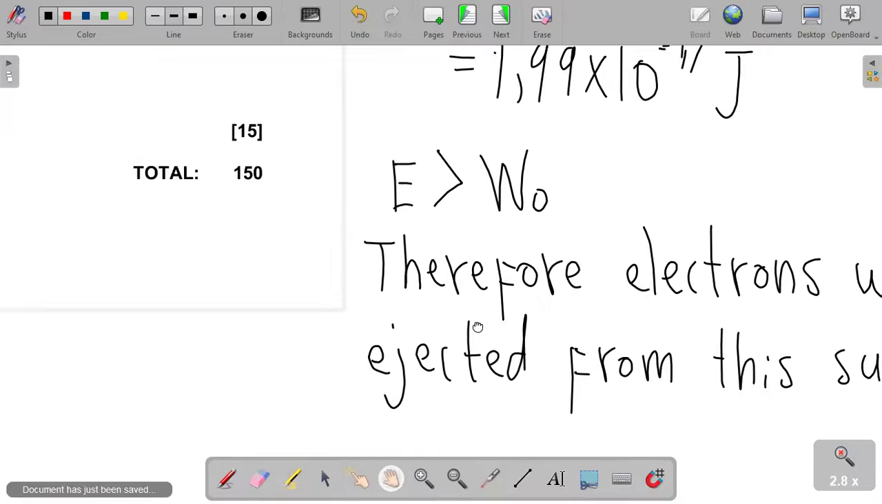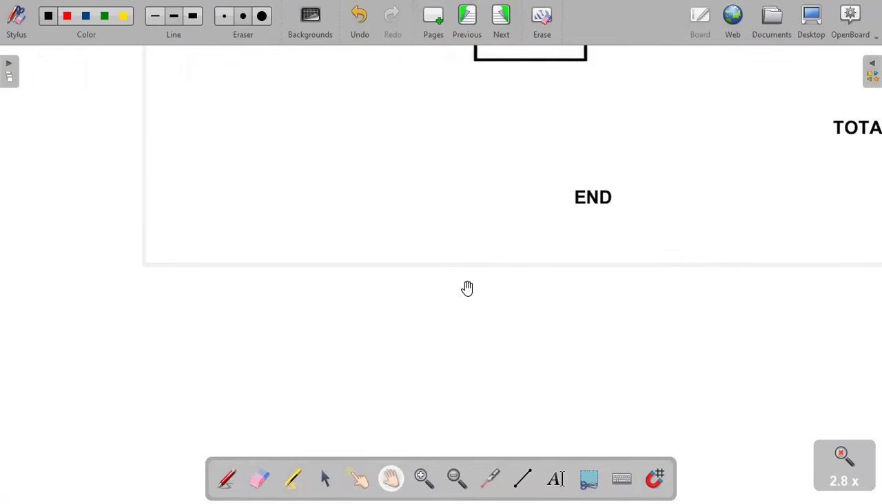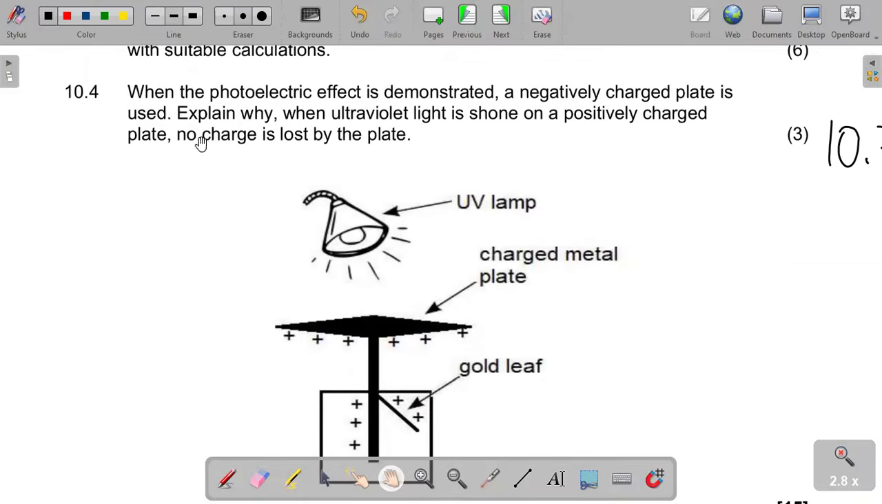And then 10.4. What does it say? 10.4, they say, when the photoelectric effect is demonstrated, a negatively charged plate is used. Explain why, when ultraviolet light is shone on a positively charged plate, no charge is lost by the plate.